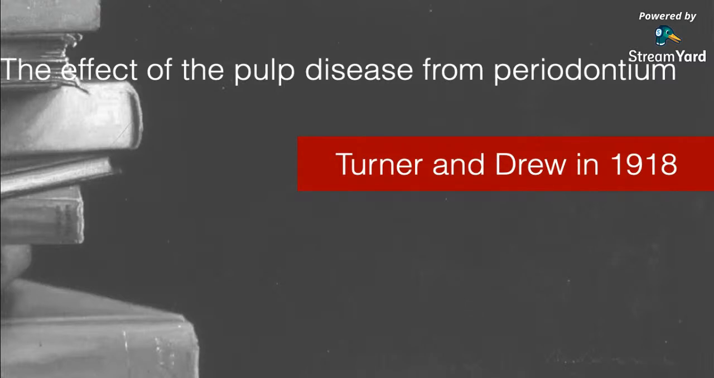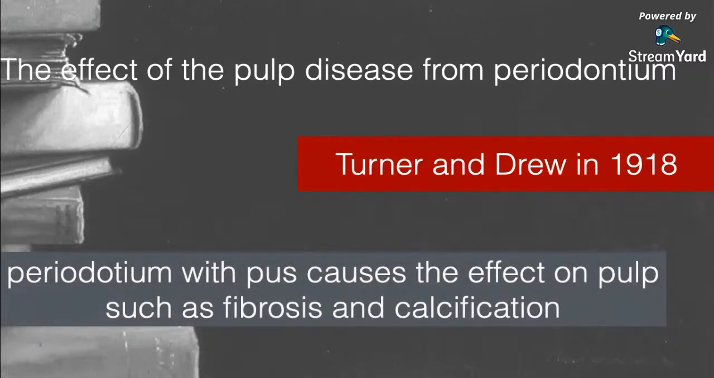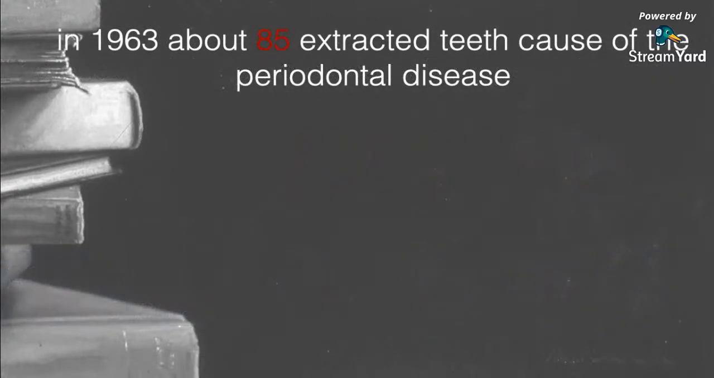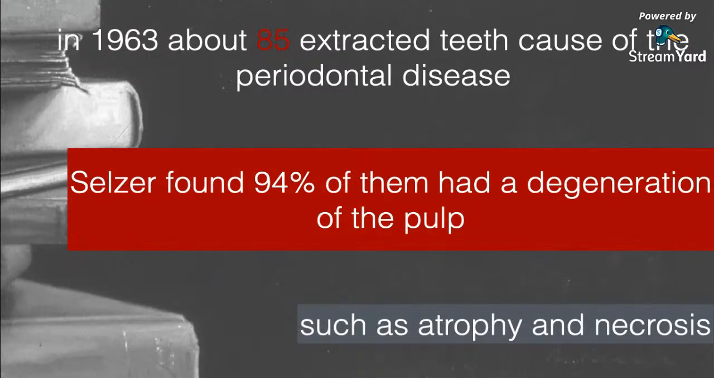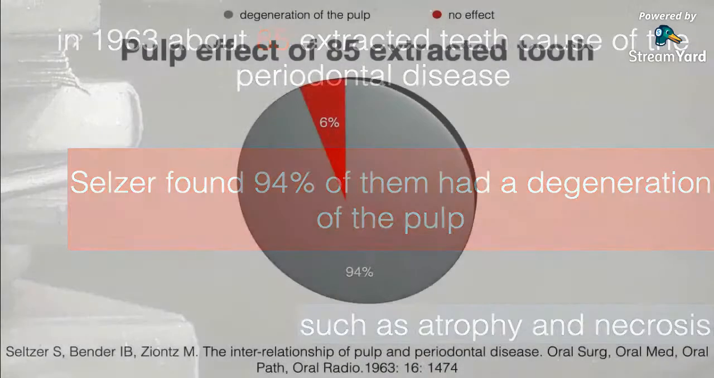This was first reported in 1918 by Turner and Drew. They said periodontium with pus causes effects on the pulp such as fibrosis and calcification. And in 1963, of about 85 extracted teeth with periodontal disease, Seltzer found 94% of them had degeneration of the pulp, such as atrophy and necrosis.